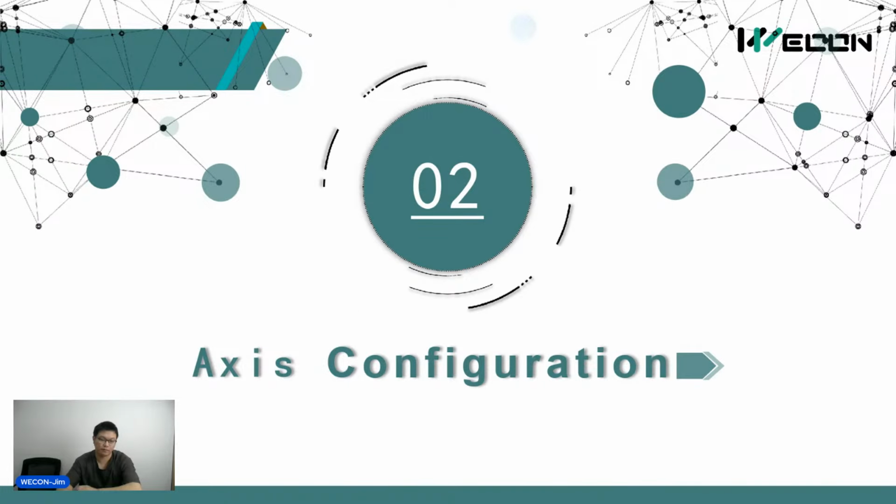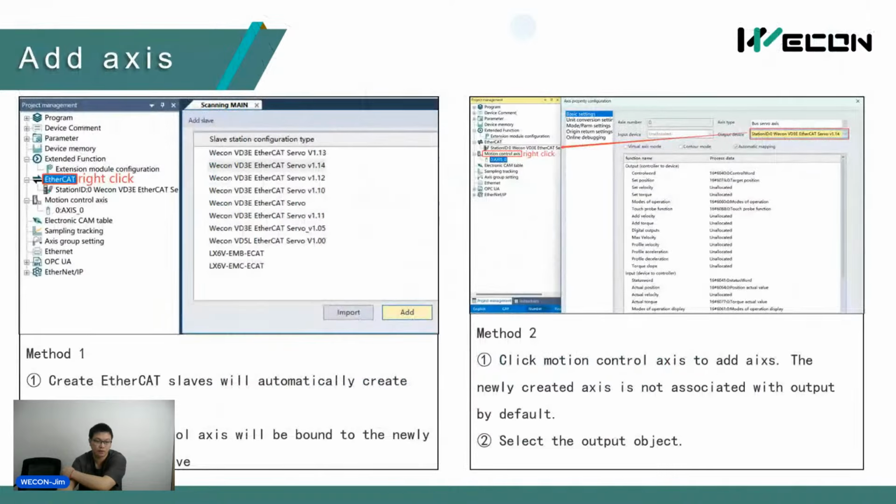Okay, next part is about axis configuration. I will show you how to add an axis in our A500 PLC software. I will show it later in the software too. In the project management, we can see this EtherCAT item, and we right-click it. You will find Add Slave. Here we have built-in some VD3E EtherCAT ESI files, so we can add them to our project.